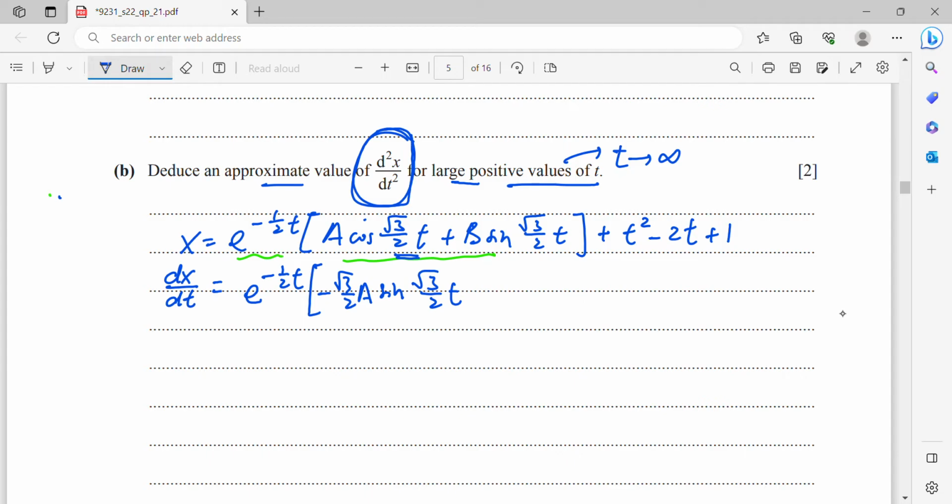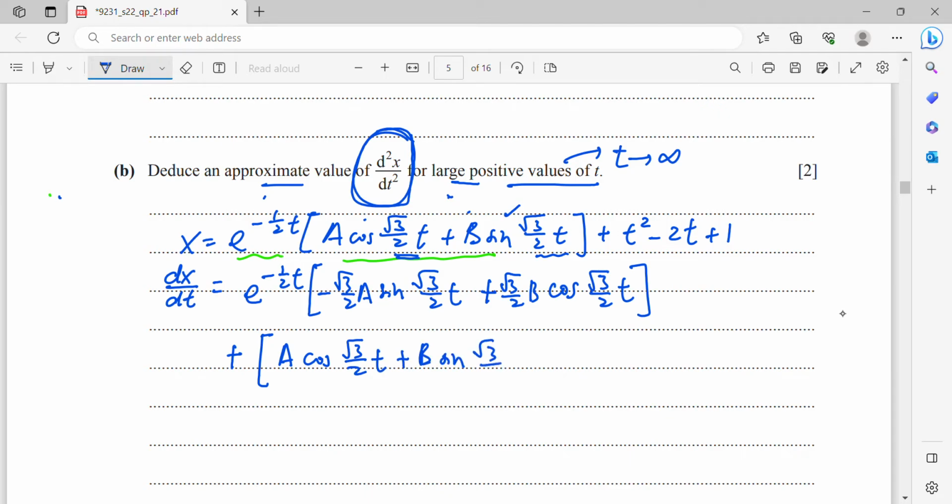Then for the b, when you differentiate sine, it is plus cos of root 3 over 2 t. Differentiating root 3 over 2 t gives root 3 over 2, combined with the b, it will be root 3 over 2 b. So from the product rule, keep the first, differentiate the second. Now you keep the second, so I write plus a cos of root 3 over 2 t plus b sine of root 3 over 2 t, and I differentiate the exponential.